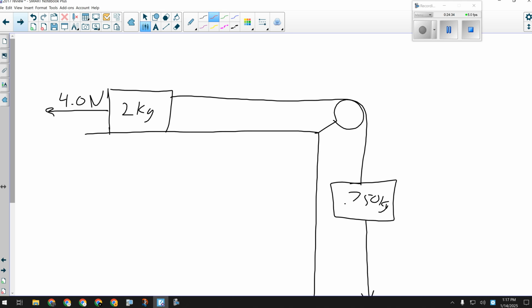There's a system question for you. There's a 2 kilogram mass sitting on a level surface. There's a force of friction resisting it of 4.0 newtons. There is a 0.750 kilogram mass hanging over the pulley. I would like the acceleration of this mass. I want the acceleration of the 0.750 kilogram mass.